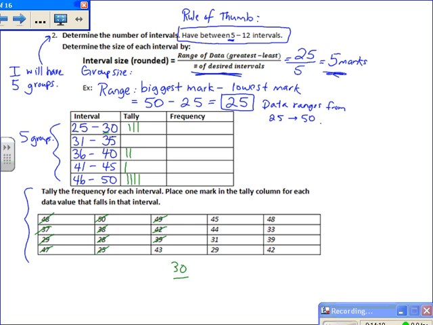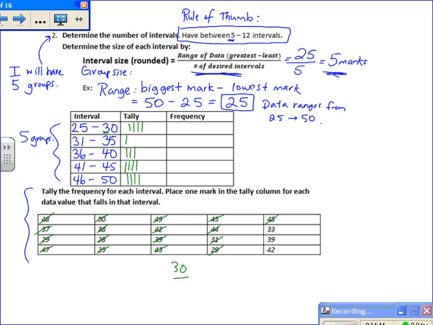39 is in between 36 and 40, so it goes here. 43, okay, and you can continue to do this. 45 is going to fall right here. 44 is also going to fall there in group 4. Okay, 31 is going to be in my second group. 29 will be in my first group. 48 is going to be in my last group.